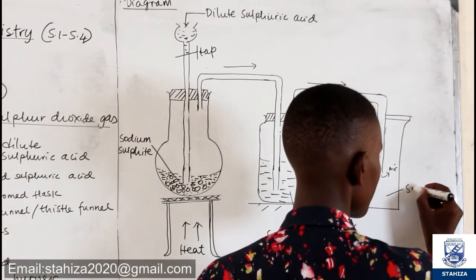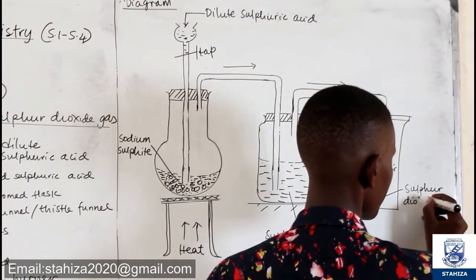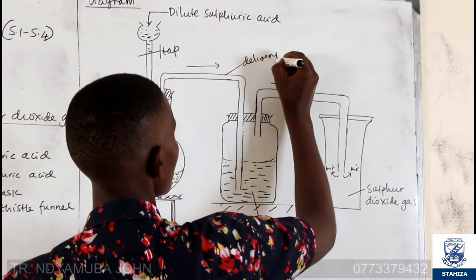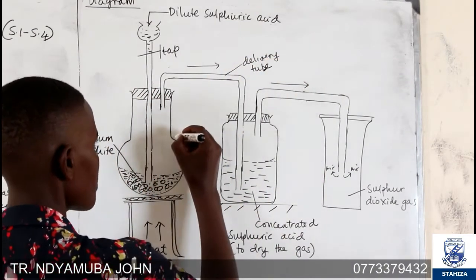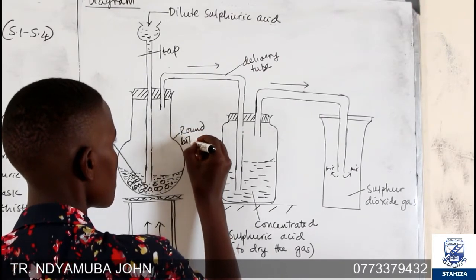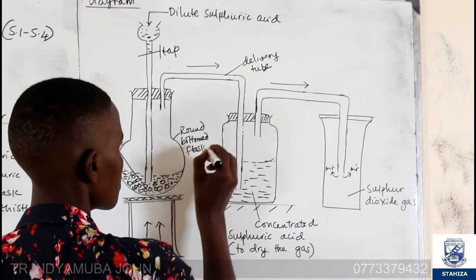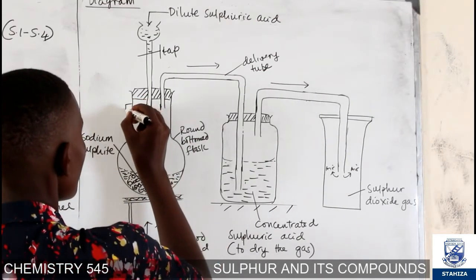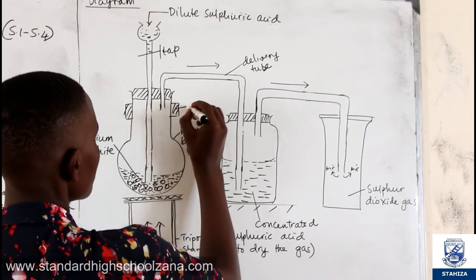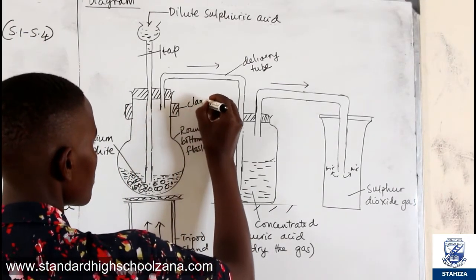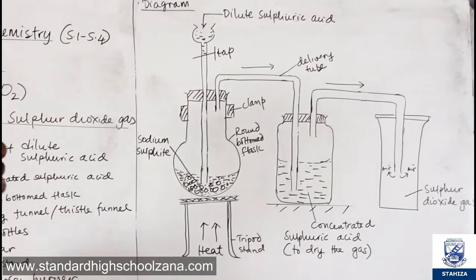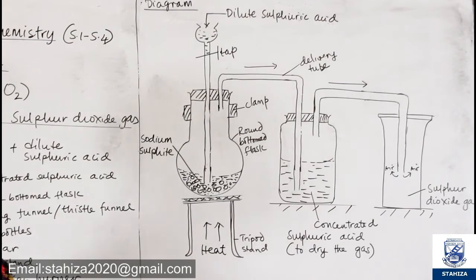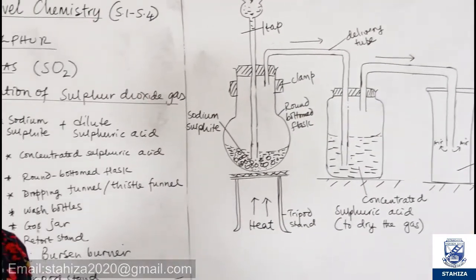Then here we have sulfur dioxide gas. This is a delivery tube, even if you only have one delivery tube. This is the round bottomed flask. And then this is our tripod stand. Of course we have the clamps from the retort stand supporting this thing in space. So that is how you can have the arrangement of laboratory preparation of sulfur dioxide gas.